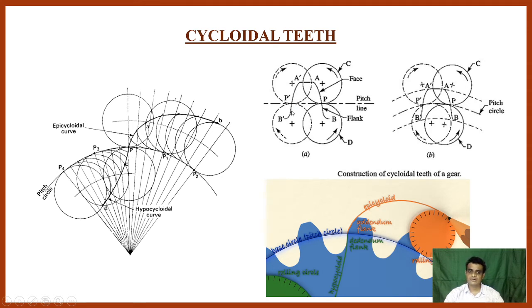That means the cycloidal curve in the gears is the combination of two gear tooth profiles: one is the epicycloidal and second one is the hypocycloidal. The profile above the pitch circle is called the epicycloidal, and the profile below the pitch circle is referred to as the hypocycloidal. Here you will find epicycloidal, hypocycloidal.